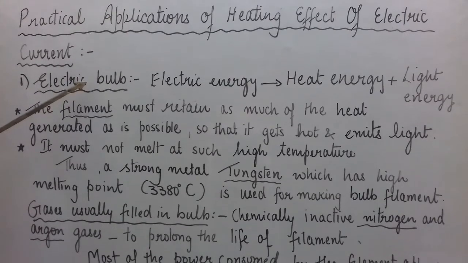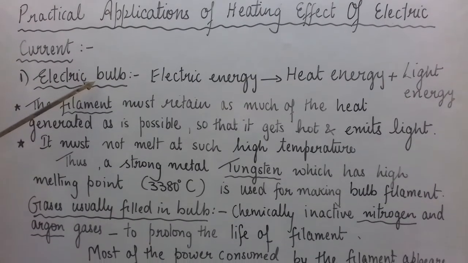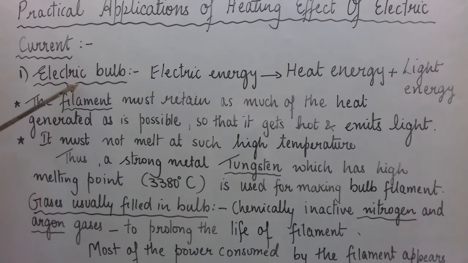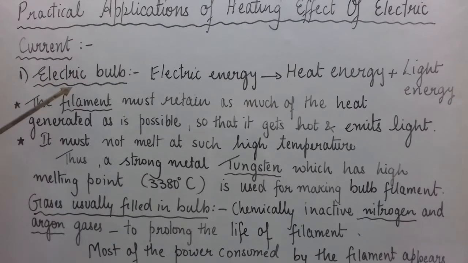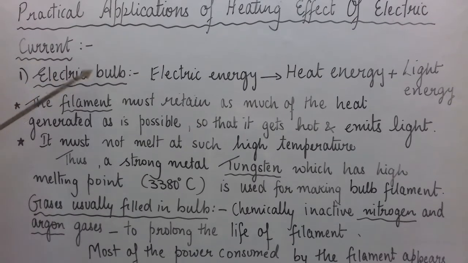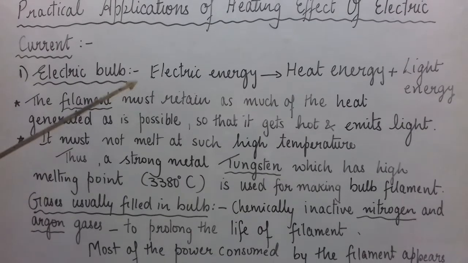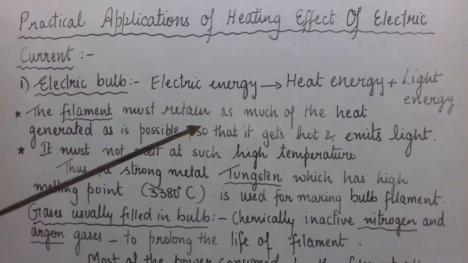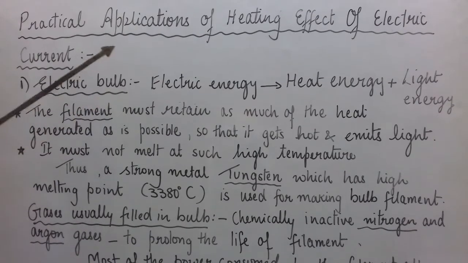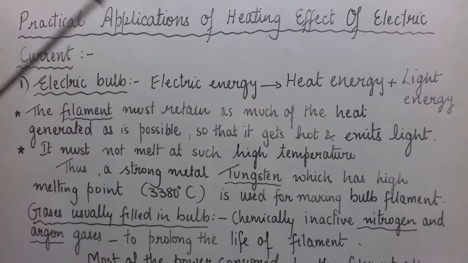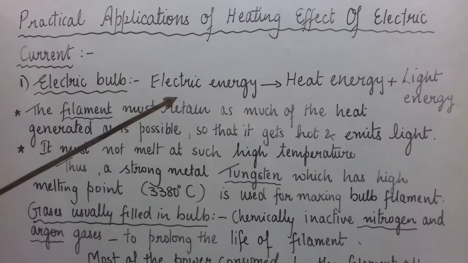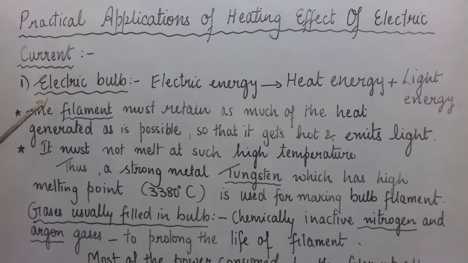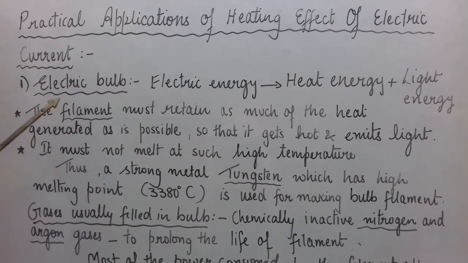Electric bulb means its filament. You must have seen the filament in the bulb. It becomes very hot and then it starts glowing. So if I ask you what transformation of energy takes place when an electric bulb glows, you can say electric energy gets converted into heat energy and light energy. Remember, first it gets converted into heat energy, and only when a large amount of heat energy is produced do we get light energy.